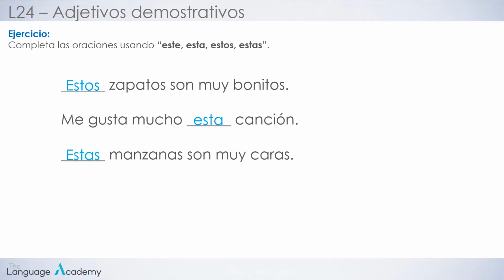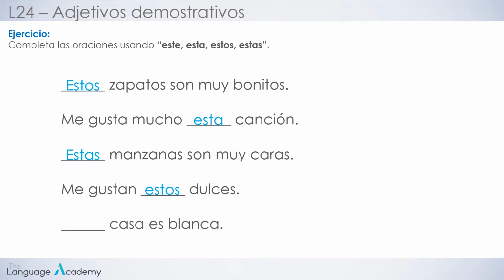Estas manzanas son muy caras. Remember, dulces is a masculine word, so we use estos. Me gustan estos dulces. Esta casa es blanca.